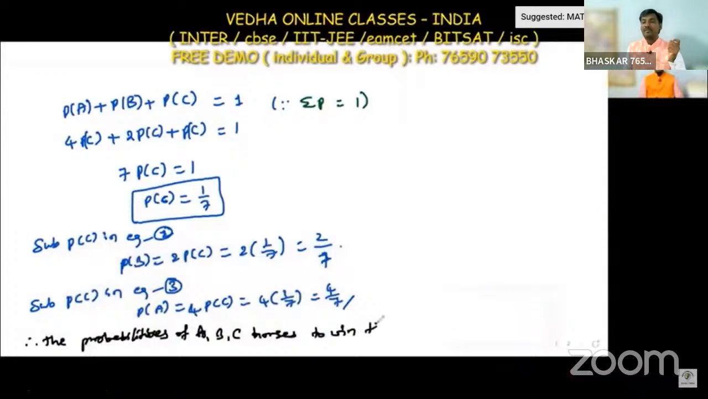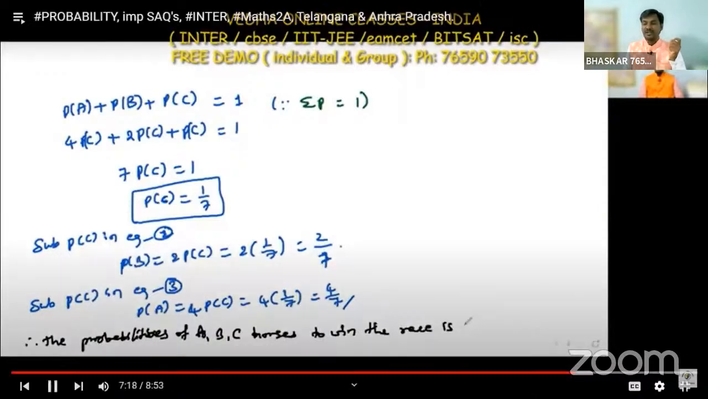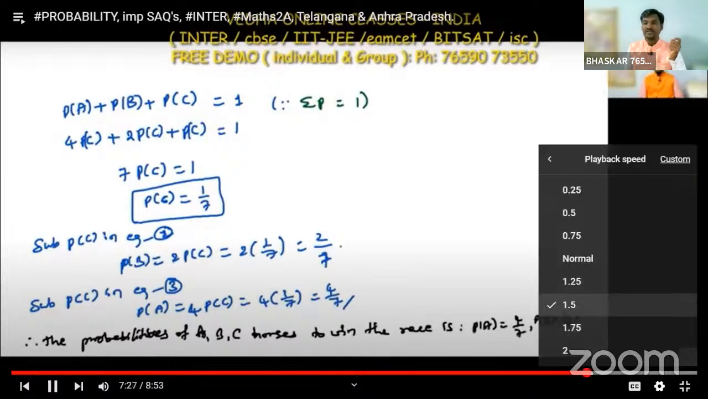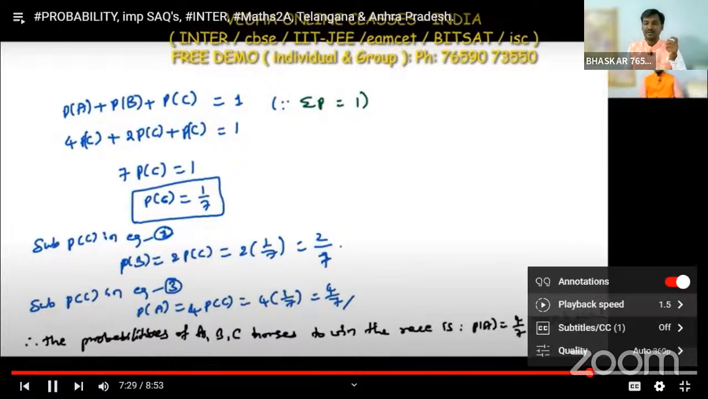And whenever you are preparing with the playlist, you can increase or decrease the playlist speed. You can change it to 1.5, 1.25 or normal speed.